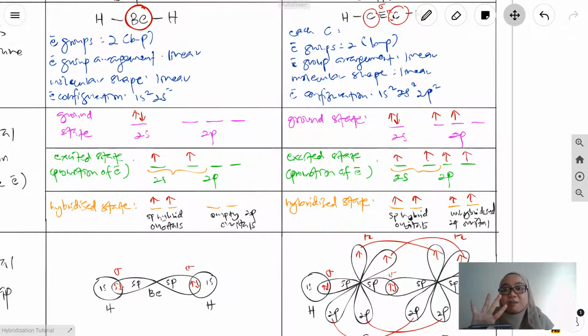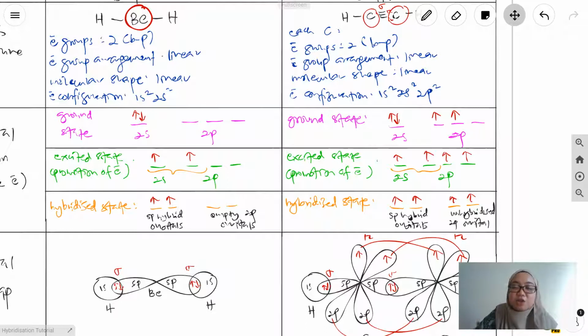There is one sigma CC and one sigma CH, and then 2 pi bonds CC, right? So we need 4 unpaired electrons. So how? One 2s electron will be excited to the empty 2p orbital. So at excited state there will be 4 unpaired electrons.